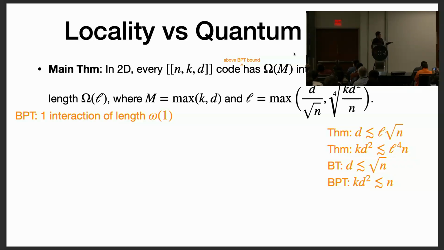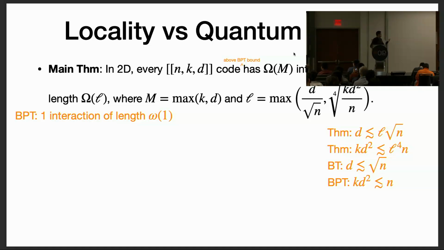So this is saying that if d is greater than root n, if we're above the BT bound, then the further and further away we are from the BT bound, the longer and longer the interaction lengths must be. And similarly, the further above the BPT bound we are, the larger kd squared is compared to n, the longer our interaction lengths must be. And so it's giving this kind of smooth trade-off that as your codes get better and better, then your locality gets worse and worse.